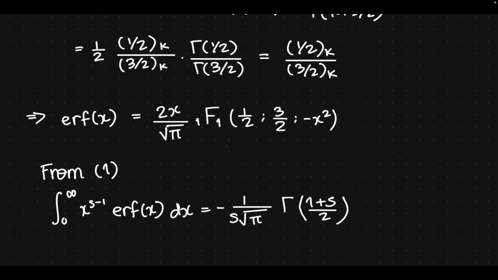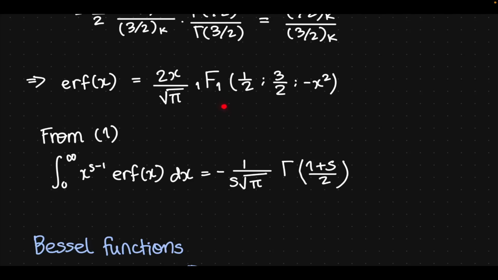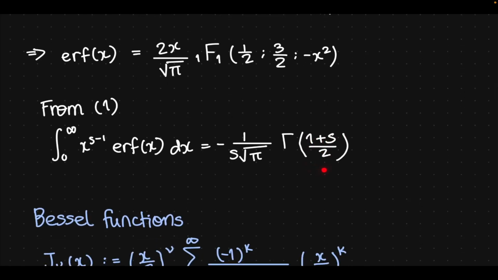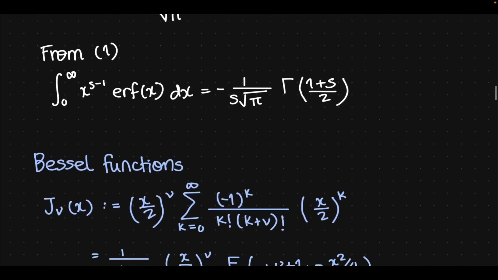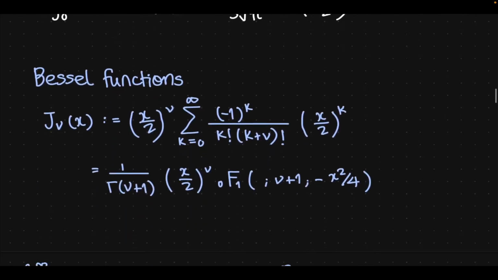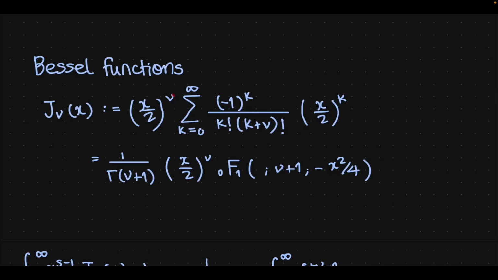But let's leave the names aside. What matters is the integral we're going to get as a byproduct of the RMT. So integral 0 to infinity x to the s minus 1 error function of x dx is equal to minus 1 over s times square root pi gamma of 1 plus s over 2. So this is probably the first non-trivial integral, which is not completely abstract, that we're doing today. Fair enough. Moving on, since we have a lot to cover in this video, the Bessel functions.